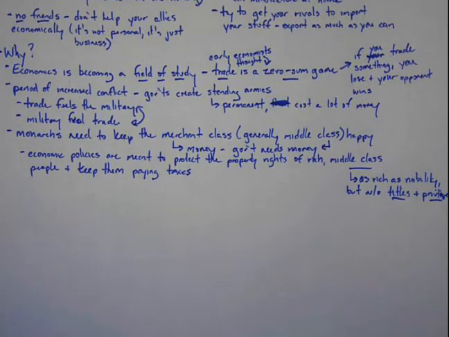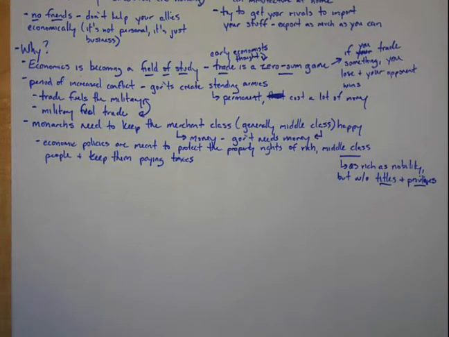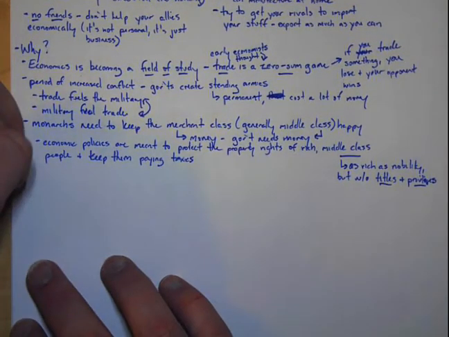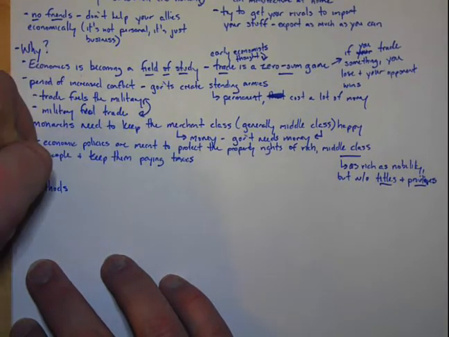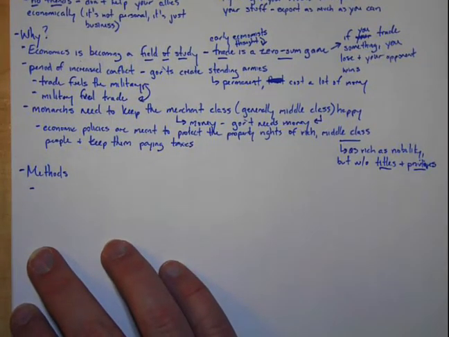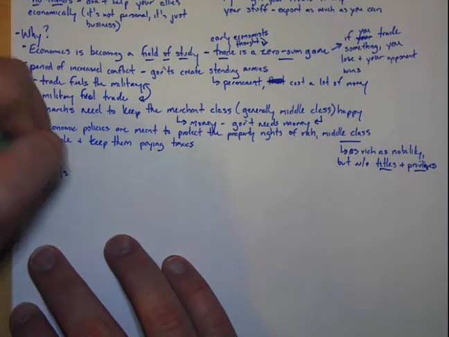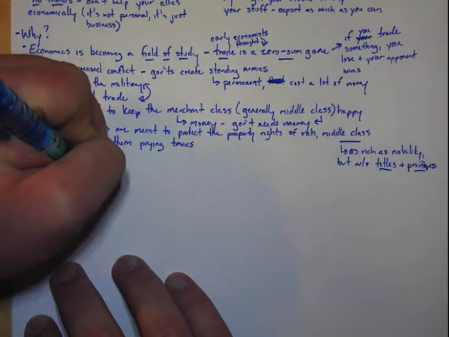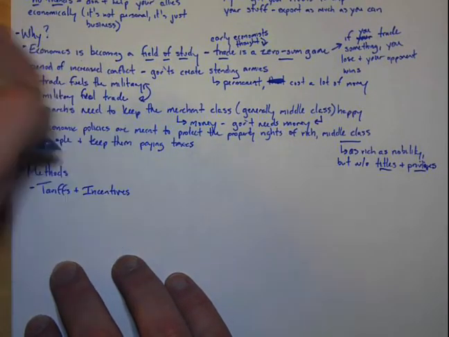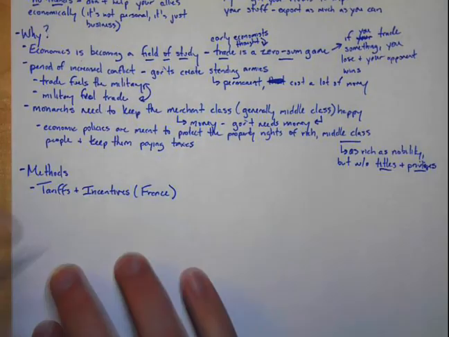So let's look at how this is done in practice. So we're going to look at two examples, one from an absolute monarchy and one from a constitutional monarchy. So here are two methods of how we do mercantilism. The first one we're going to look at is from France. So we're going to call this one Tariffs and Incentives. So this is, everybody does this, but we're going to look at this in France.